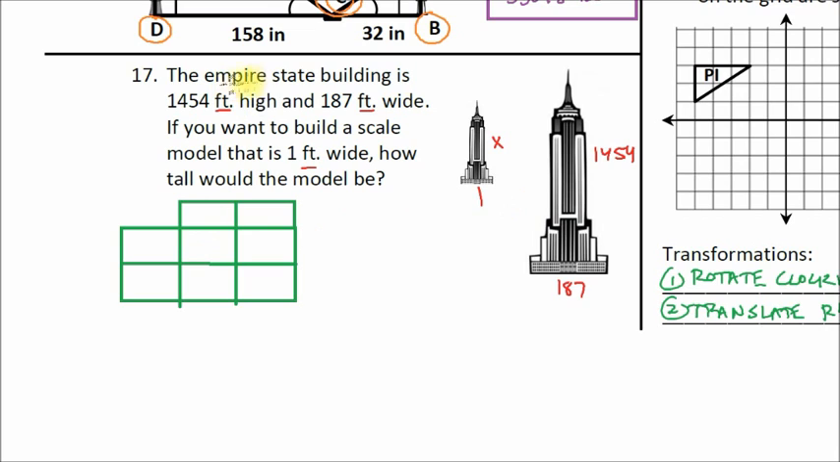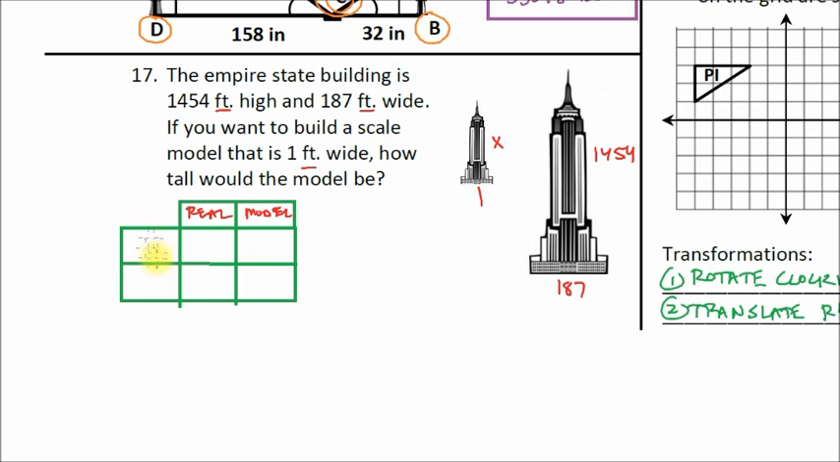Okay, now, the way I taught you to do this is set up a table, and let's go ahead and do this. There's lots of ways to do this table. The way I'm going to do it is I'm going to say, on the top, this is my real Empire State Building, and this is my model. I've got a real one and a model one.